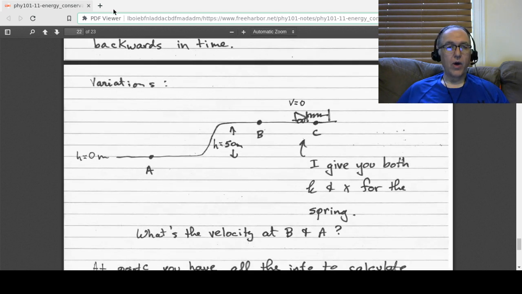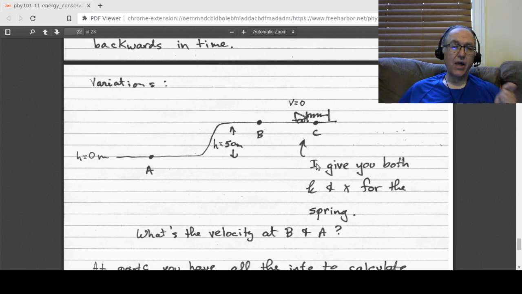All right. So I'm just going to show you a few variations. We won't actually solve these, just to get your mind going. Same kind of idea here. Suppose that I give you both x and k at point C. So this is like the problem where the car is going uphill two problems ago. And this time, rather than telling you how fast it's going at point A, I ask you what's the velocity at point A and what's the velocity at point B.